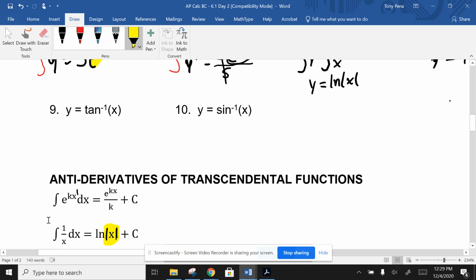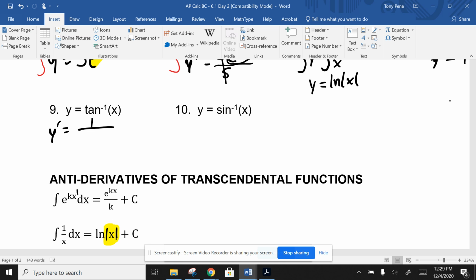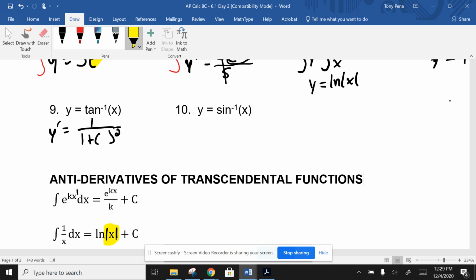All right, the last two. Which one did we do yesterday? This one we did yesterday, so this one should be familiar to us. This is the 1 over, we always said 1 plus u squared. The u is always your composite, which is an x, and then we would do the derivative of x, which is just a 1. So that's our derivative.